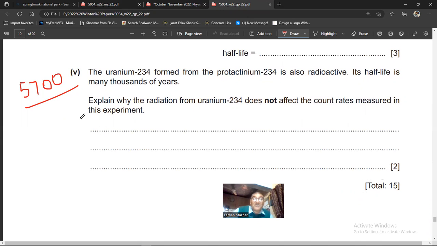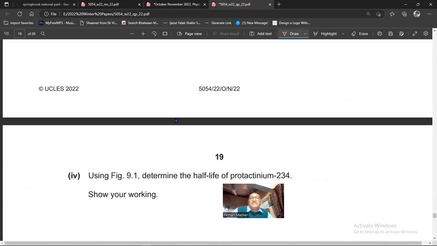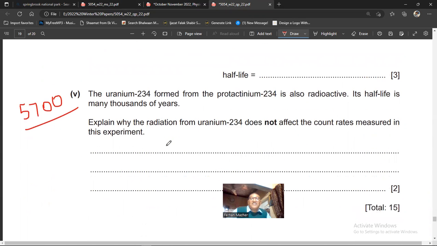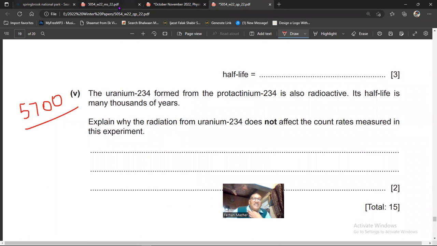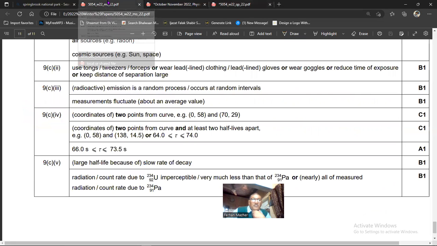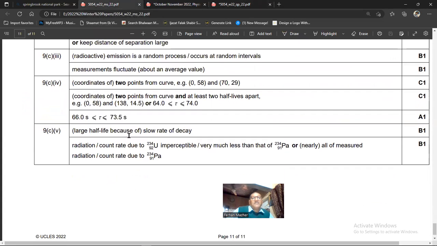You see, its half-life is 5,700 years, so its decay is very slow. During these, how many seconds have we observed? We have observed only for 320 seconds. So in the 320 seconds, it will not give out any kind of radiation, hopefully, and it will not affect the reading because its half-life is 5,700 years. So its decay process is very slow. Larger half-life because of slow rate of decay.